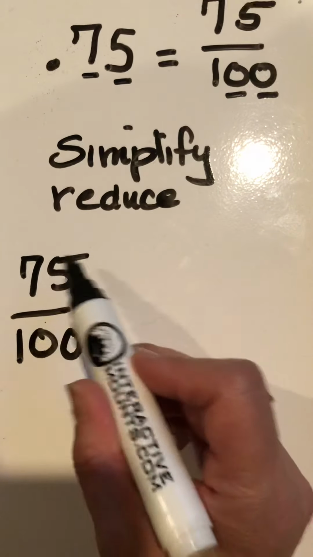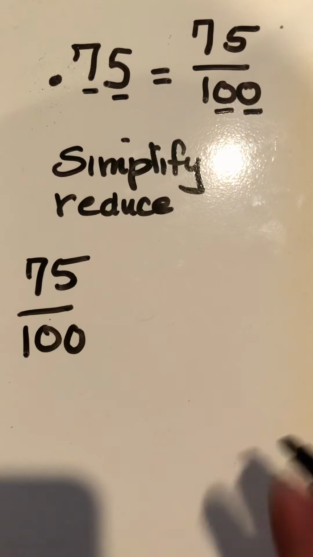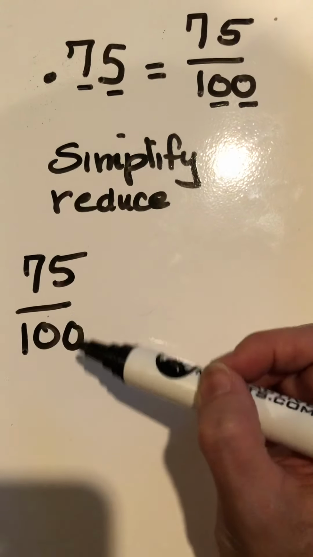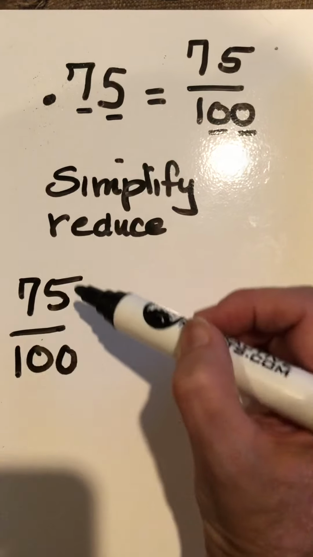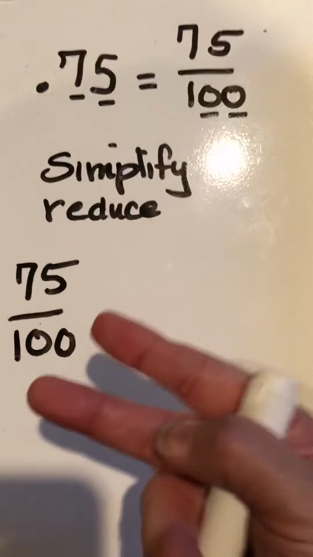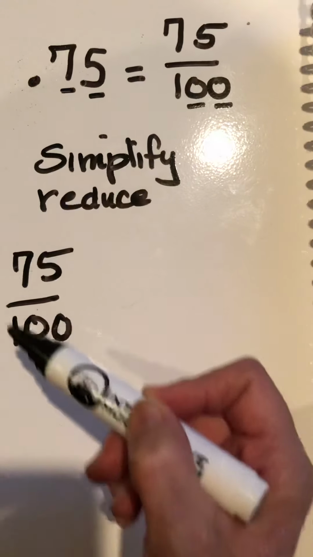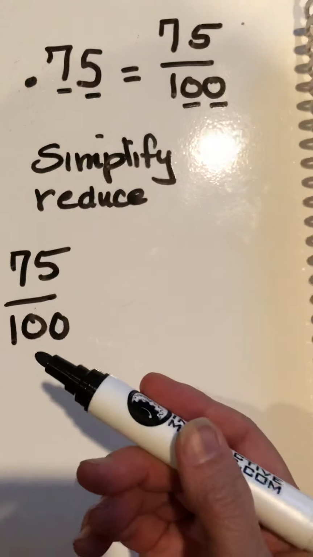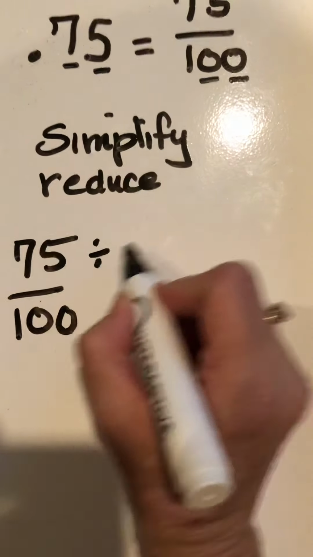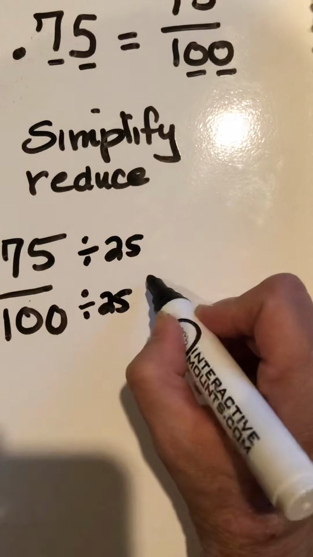So with this number, when you see things like 75 and 100, I want you to think of when you have money. So if you have 4 quarters, it's 100. If you have 3 quarters, it's 75 cents. And if you think of it as quarters, 25, 50, 75, 100, then you'll realize that when you see numbers that look like that, you can always reduce them by 25. So I'm going to say, divide that by 25, divide that by 25.